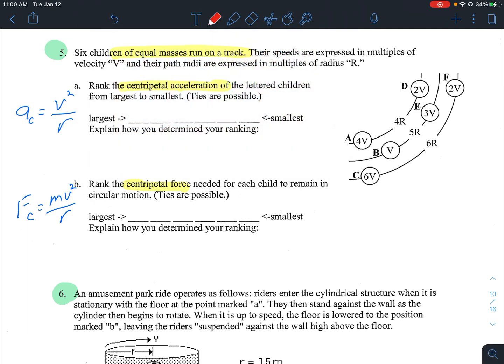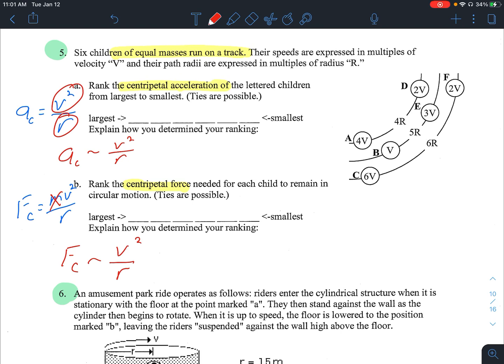So for part A, we're looking at centripetal acceleration, so mass isn't even in that equation, so we still have to look at it as a proportion of the square of the velocity, whatever it is, 2v, 3v, and the radius. But for the force, since all the masses are the same, we're going to ignore that part of the equation, and we can make the statement that it's going to be proportional to both v squared over r, which might give you a little hint for something.